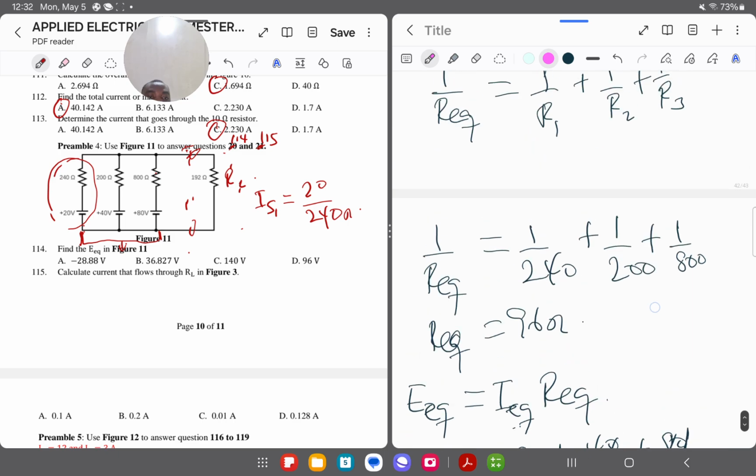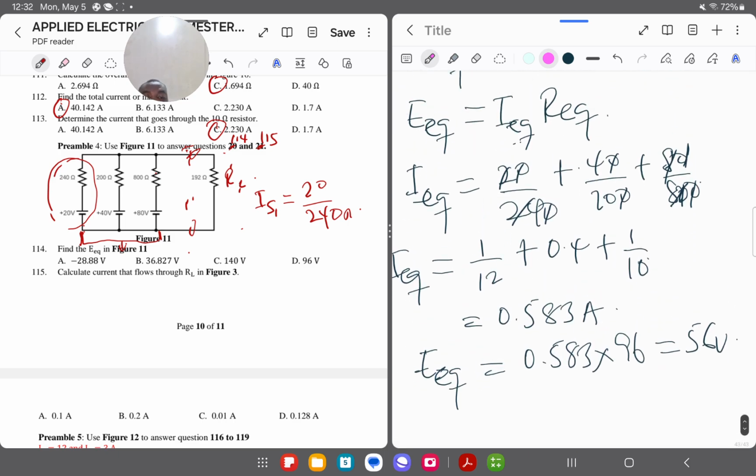So IL here is now going to be the voltage, which is 56, over the equivalent resistance, which is 96, plus 192, which is the load resistance. So I get 56 divided by 96 plus 192. That will give us 0.19.